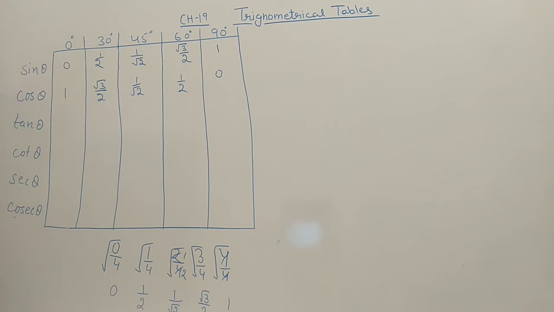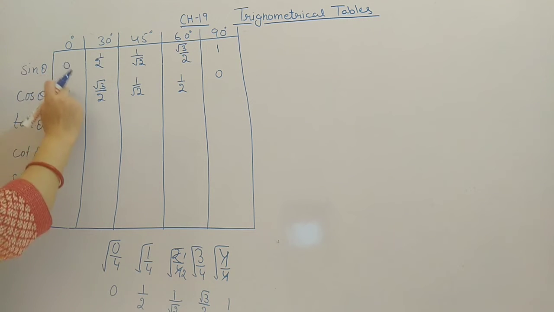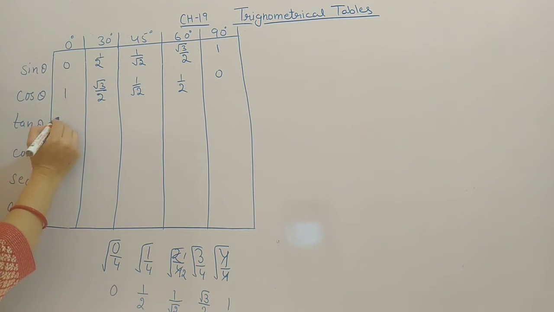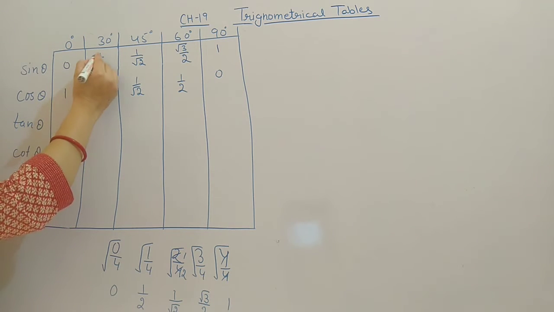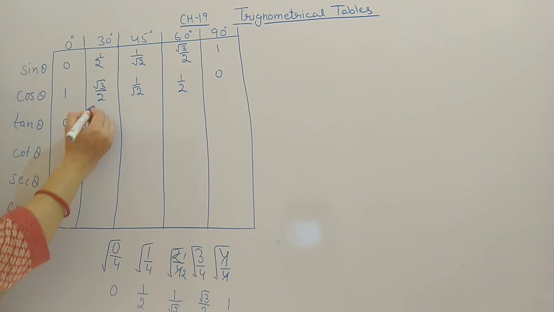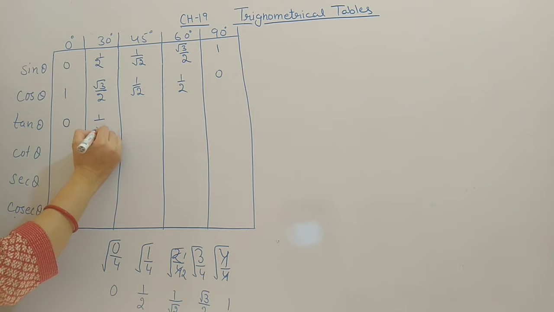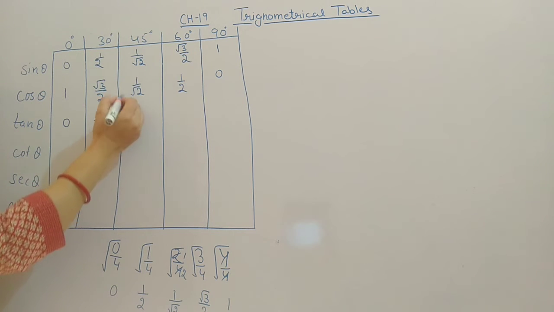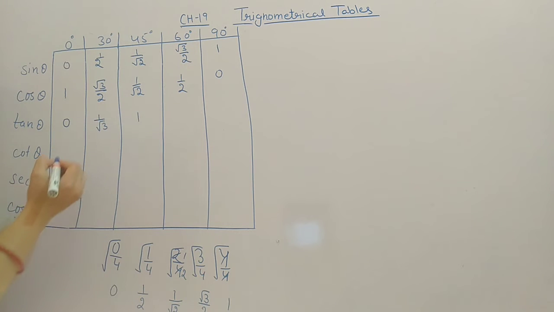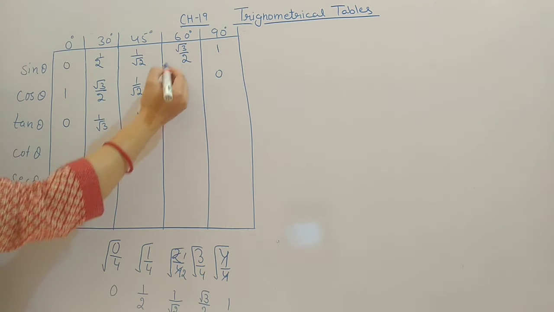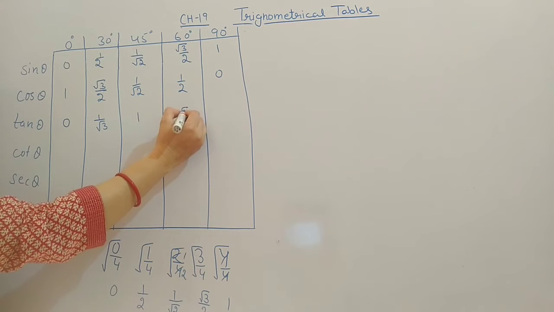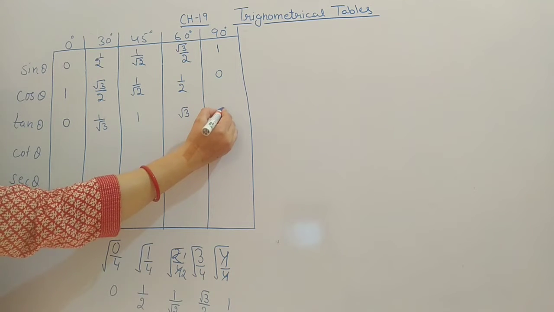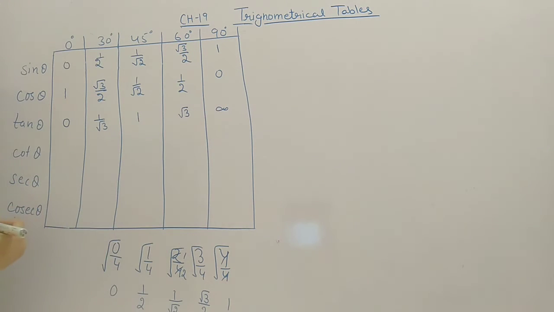After this we have tan theta. We know tan theta is equal to sin theta by cos theta. So we will divide these two and check. 0 by 1 is 0. 1 by 2 divided by root 3 by 2 means 1 by root 3. 1 by root 2 divided by 1 by root 2 will cancel out and you will get 1. Root 3 by 2 divided by 1 by 2, so we will get root 3. 1 by 0 is infinite.